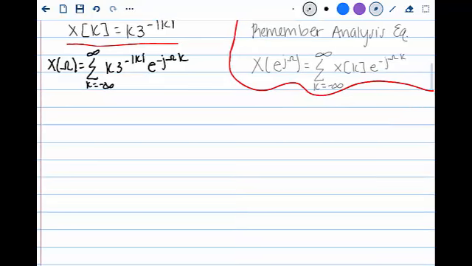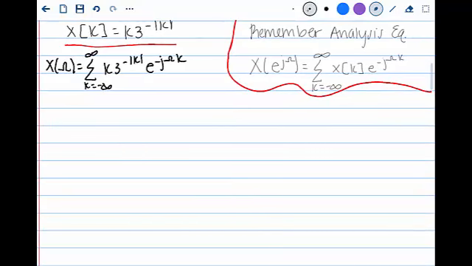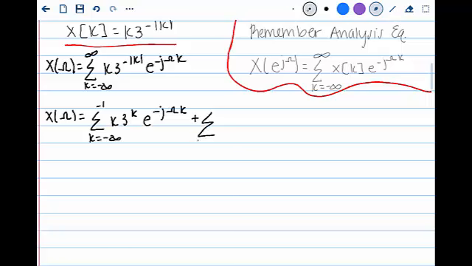We do this by splitting it into two summations, where the first summation is from negative infinity to negative 1 of k times 3 raised to the k times e raised to the negative j omega k, plus the summation from 1 to infinity of k times 3 to the negative k times e to the negative j omega k. Notice in the summations there is no 0 because when k is 0, it is adding 0 to the summation.